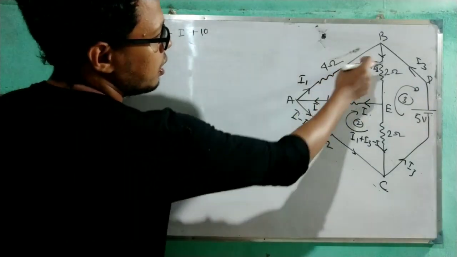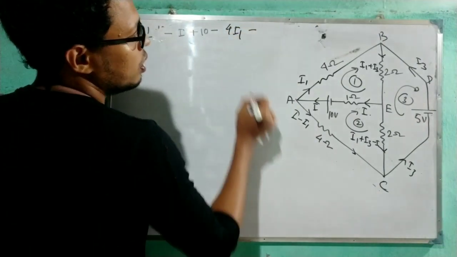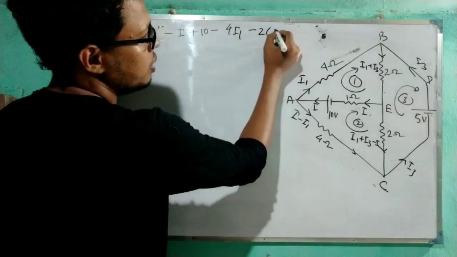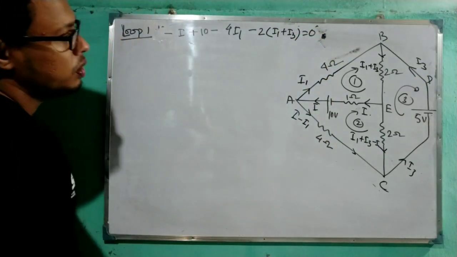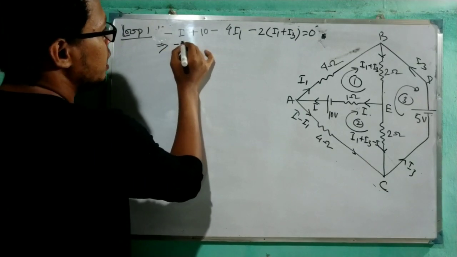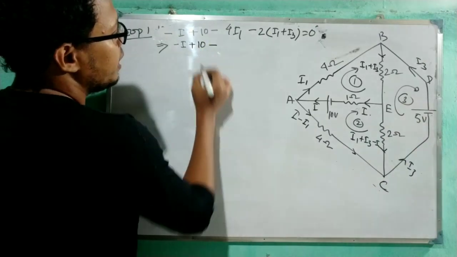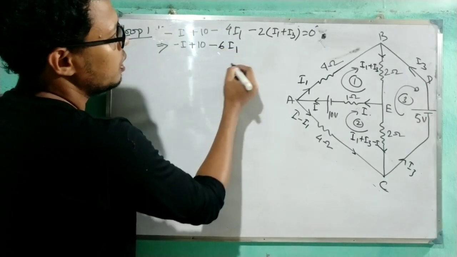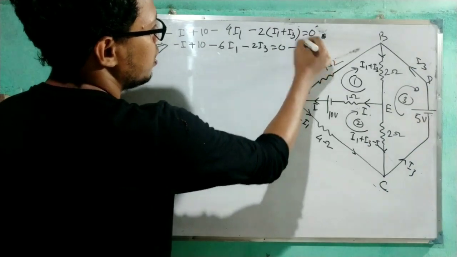Here, again in the direction, means minus 4 into I1. Now again same direction, so 2 into same direction means minus 2 into I1 plus I3, which is equal to 0. Clear? Now here we can get minus I plus 10, minus 4I1 minus 2I1, so 6I1 minus 2I3 equals 0, equation number 1.